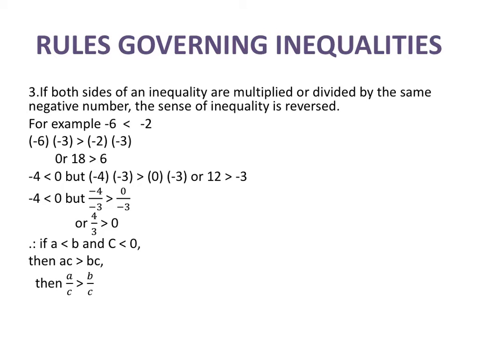Minus 4 is less than 0, but minus 4 divided by minus 3 is greater than 0 over minus 3, or 4 over 3 is greater than 0. If A is less than B and C is less than 0, then AC is greater than BC. Then A over C is greater than B over C.